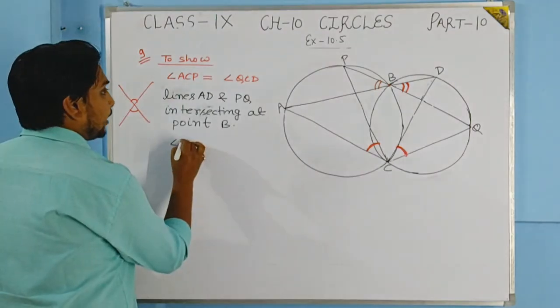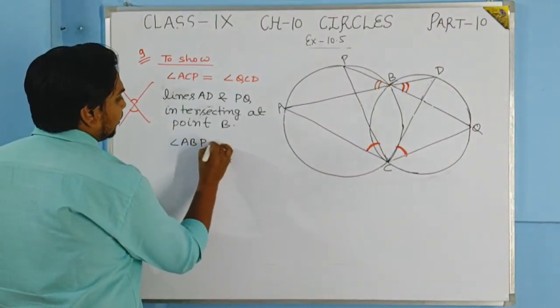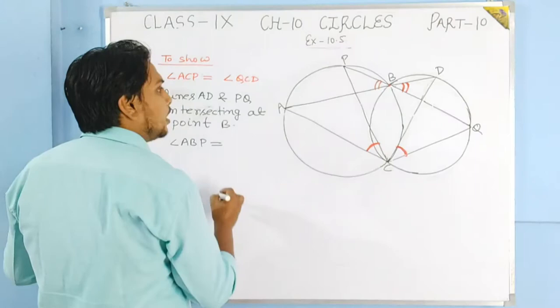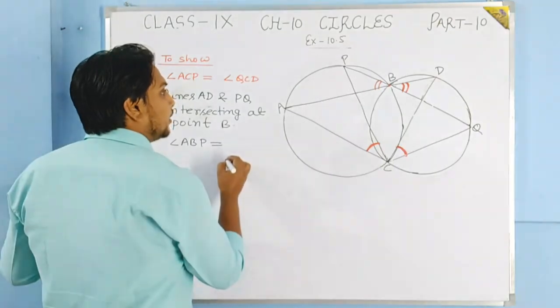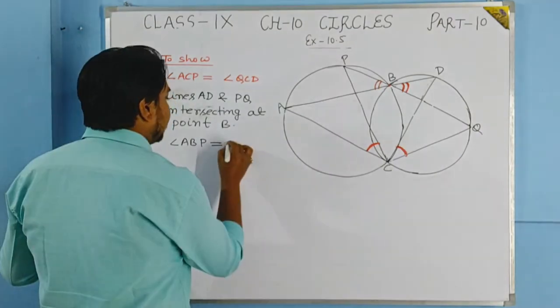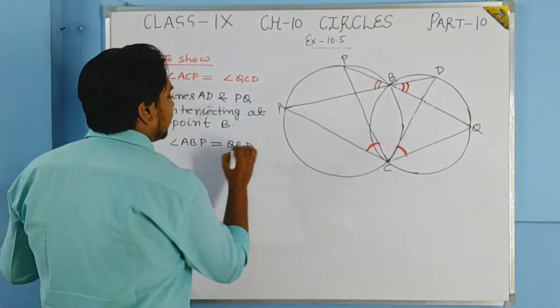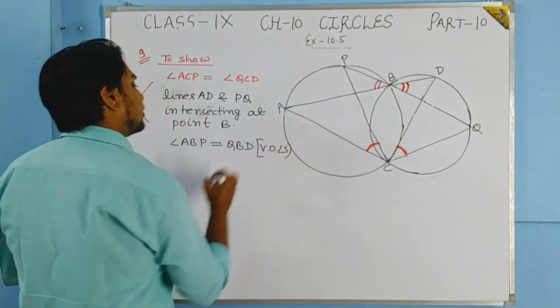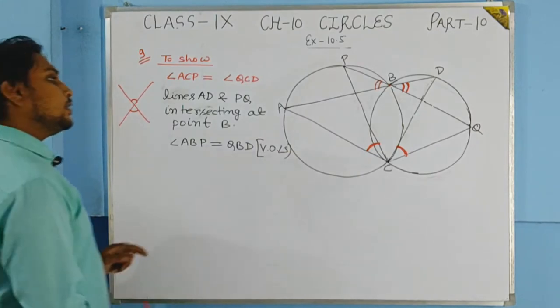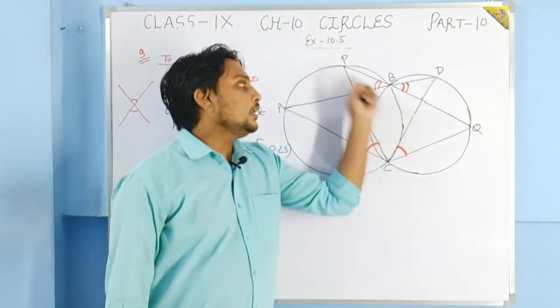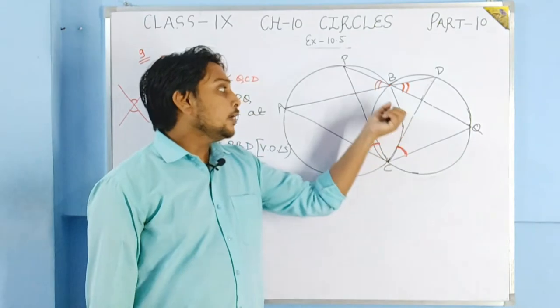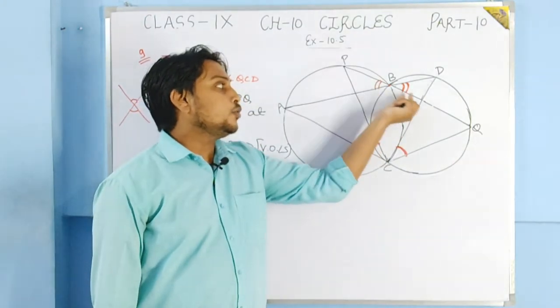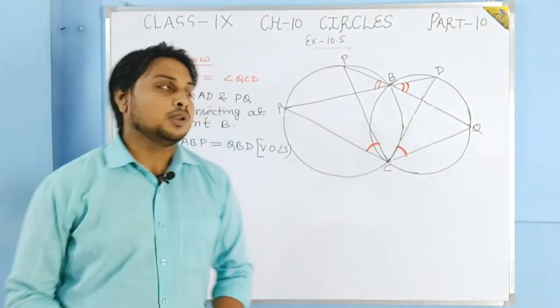So here you can write that angle ABP should be equal to angle QBD. Why? Because they are vertically opposite angles. See, the lines are intersecting each other, means their vertically opposite angles are equal.